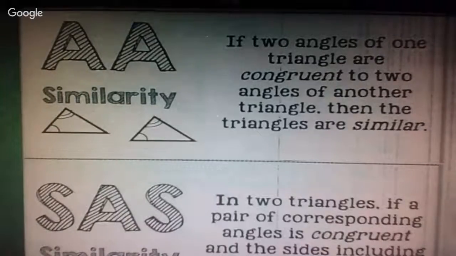So they're the same shape, they're just not the same size. So they're either blown up by like 3 or they're shrunk in half. Okay, so we've got 3 postulates that will tell you that these are similar. So if you can prove that 2 angles of one triangle are congruent to 2 angles of another triangle, then your triangles are similar. That's the first one. It's AA similarity.